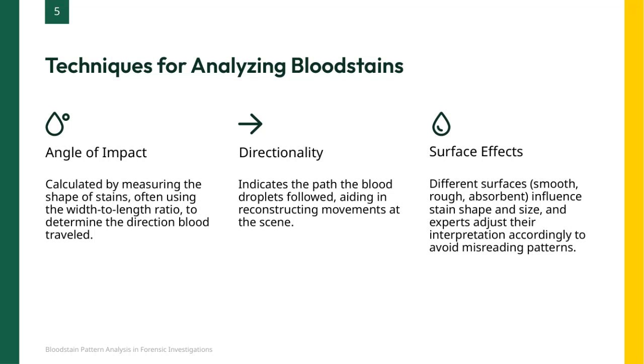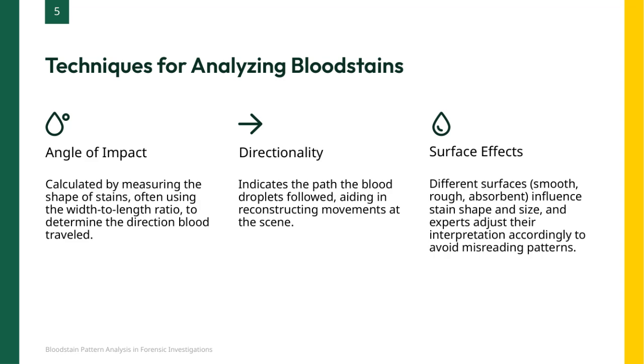When analyzing bloodstains, the first key technique is determining the angle of impact. This is done by measuring the shape of the stains, typically using the width to length ratio. This calculation helps us understand the direction the blood was traveling when it hit the surface. Next, we look at directionality, which shows the path the blood droplets followed. This is crucial for reconstructing movements and events at the scene, giving us insight into what happened.